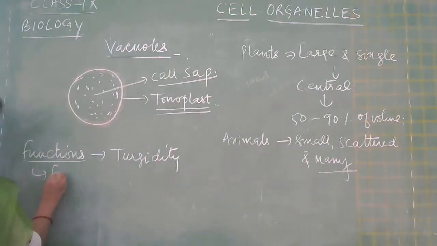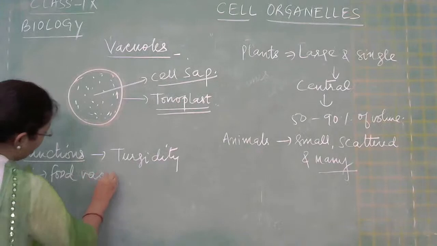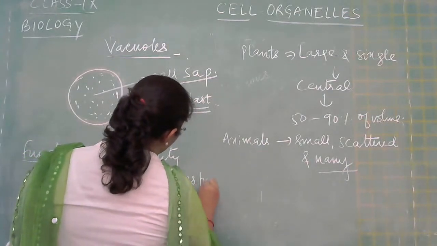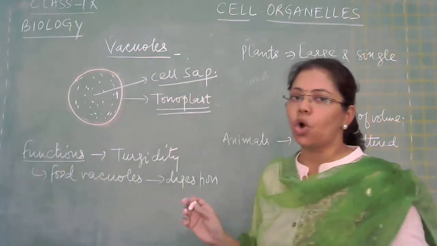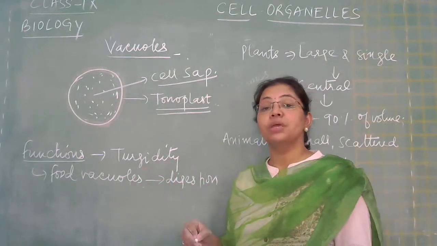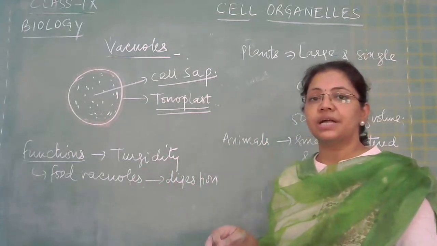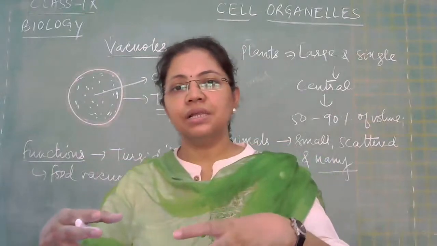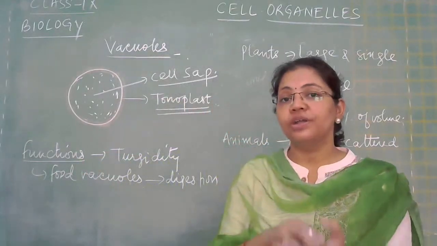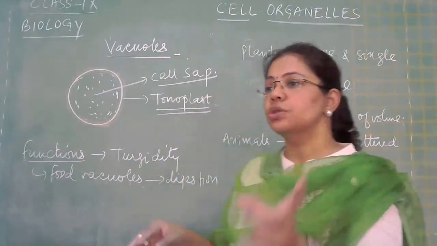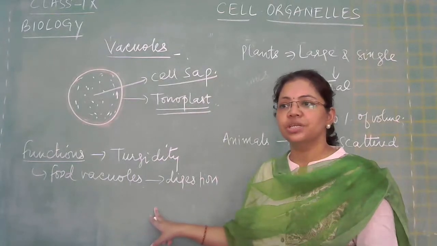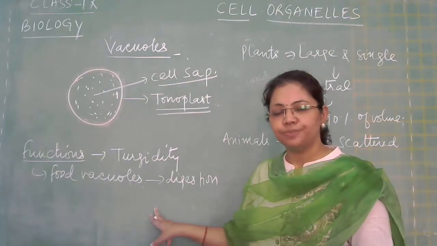Another one is the vacuoles known as food vacuoles. They help in digestion of food. I hope you remember the term food vacuoles in case of amoeba. In 7th standard, you discussed that amoeba engulfs the food particle, the food particle gets trapped inside the food vacuole, and inside the food vacuole, digestive juices are released. So inside the vacuole, digestion is taking place.